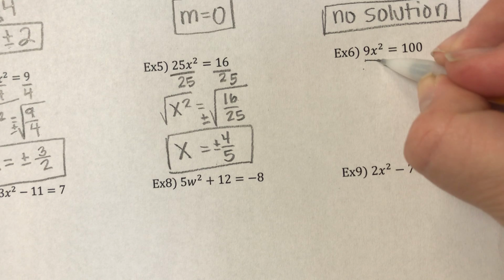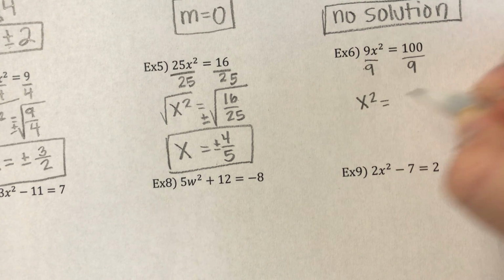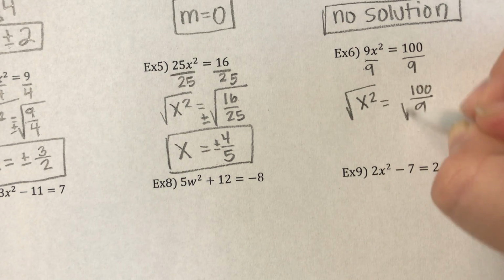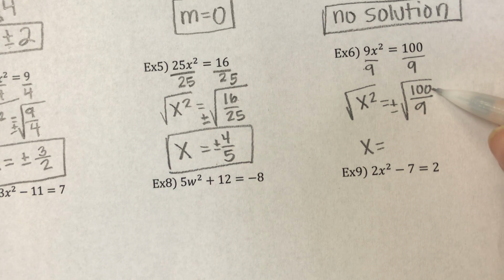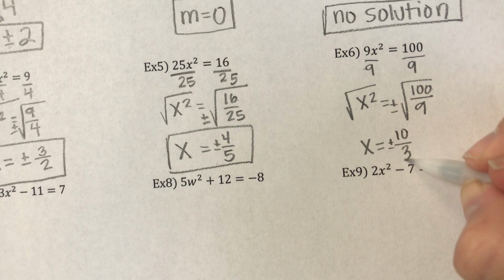On number 6, we're going to do the same thing. We're going to divide by 9. So x squared equals 100 over 9. We're going to take the square root of both sides, and I get x equals, the square root of 100 is 10. The square root of 9 is 3.